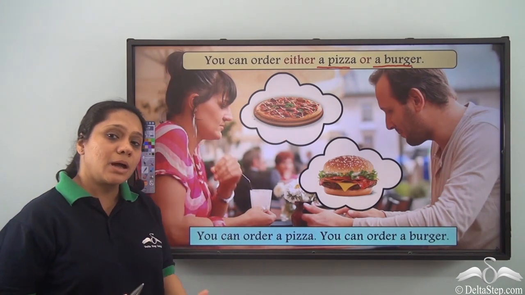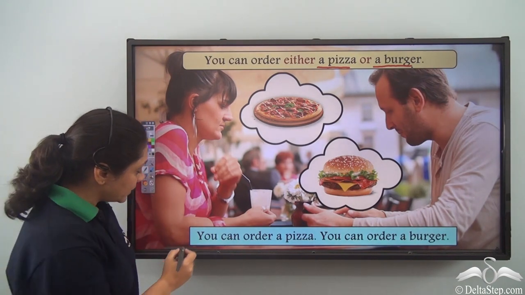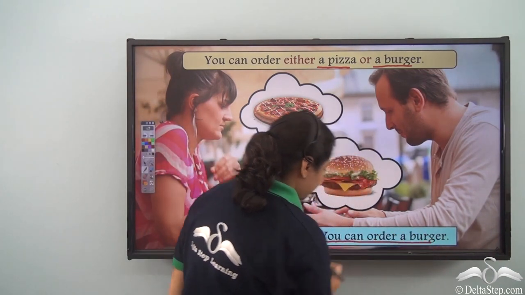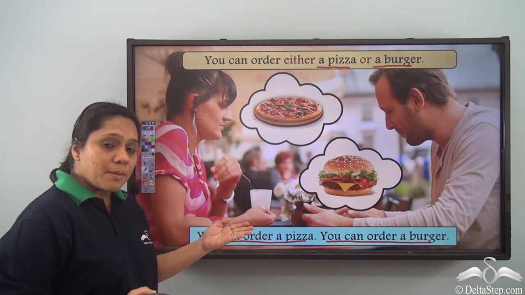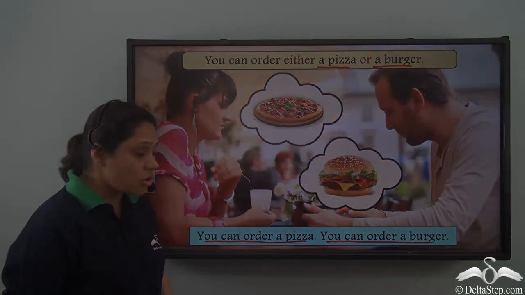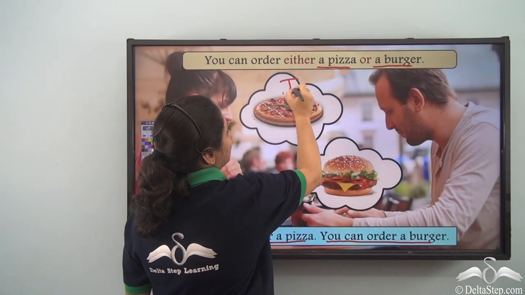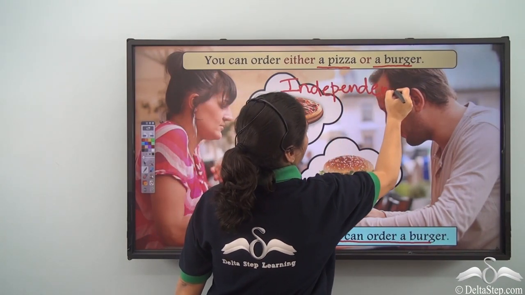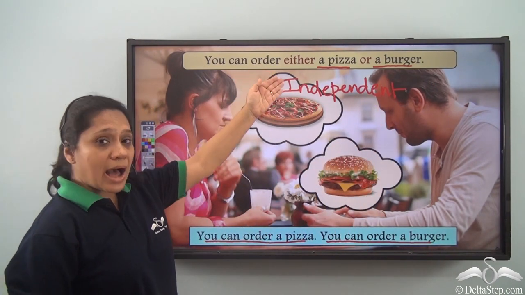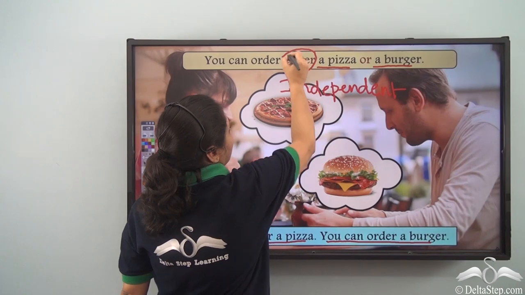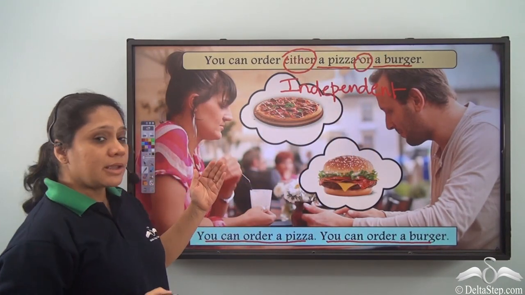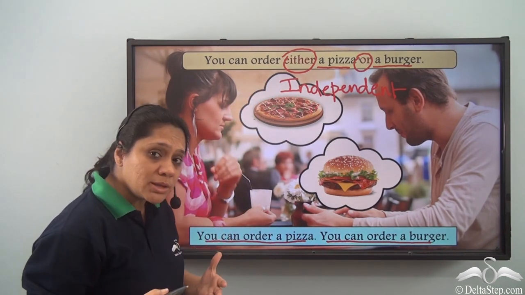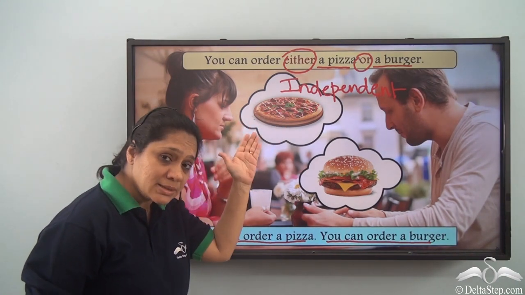Now this sentence is made up of two clauses. What are the clauses? You can order a pizza. You can order a burger. Both these clauses make complete sense and can stand on their own. So they are independent clauses. So either or is a conjunction which is joining two independent clauses which give us options. Both the options are important for this sentence.